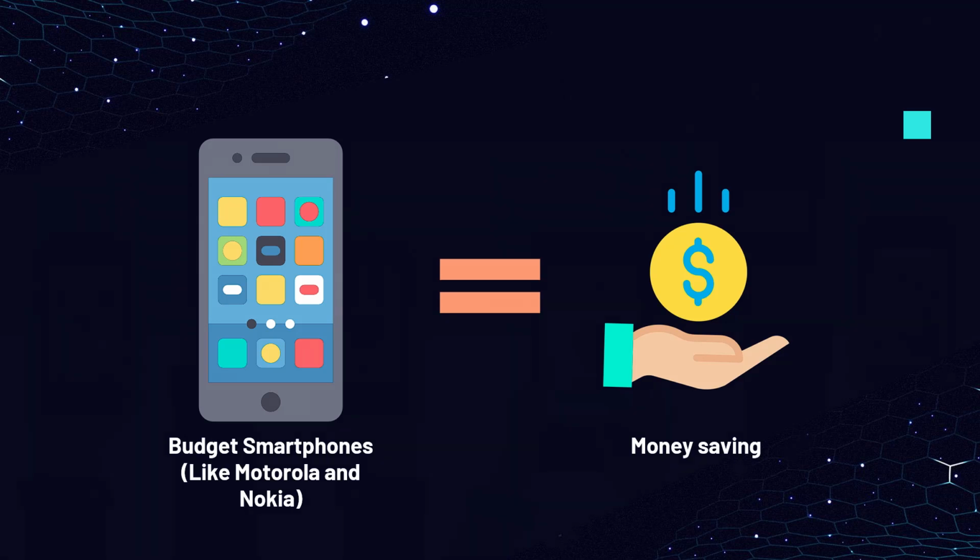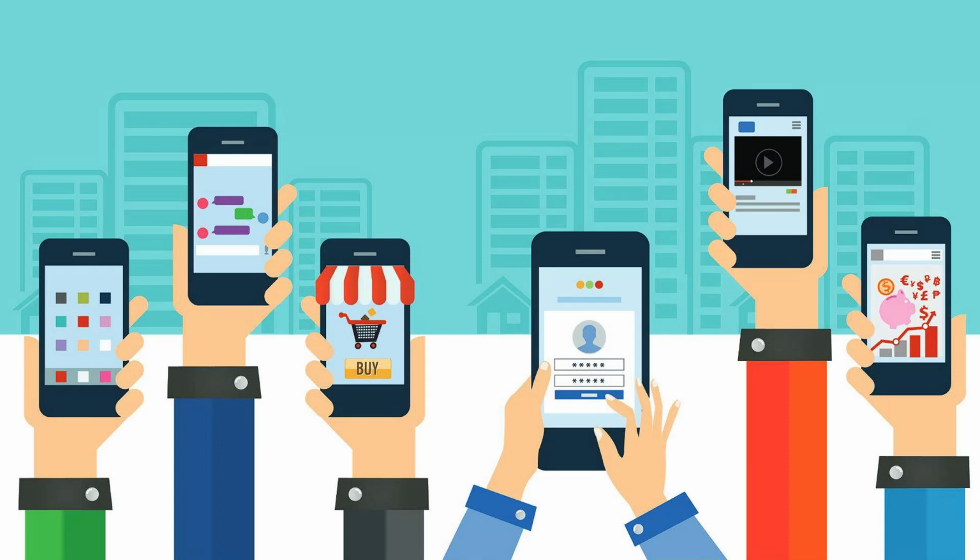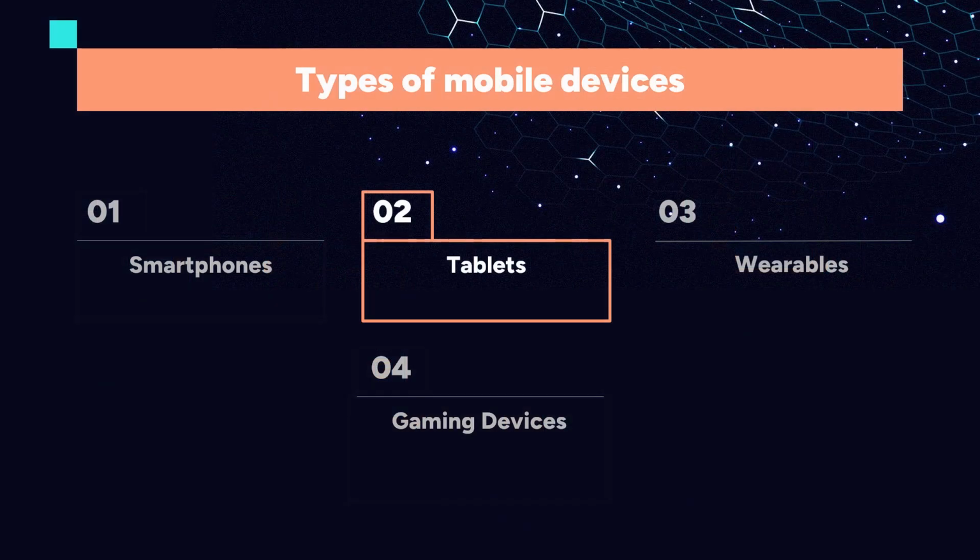In conclusion, smartphones play a crucial role in mobile testing, as they are the primary devices on which mobile applications and websites are accessed by users. Testing on smartphones is essential to ensure that your mobile application or website functions correctly and provides a seamless user experience. The next type of mobile device are tablets.